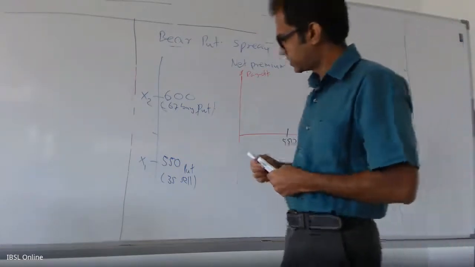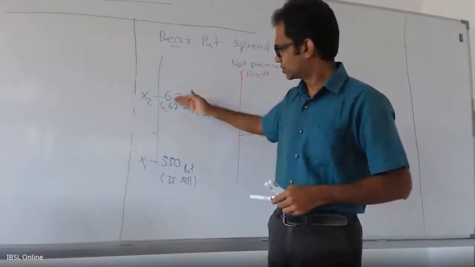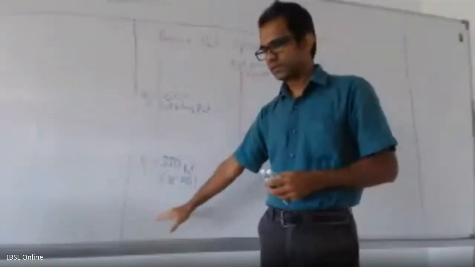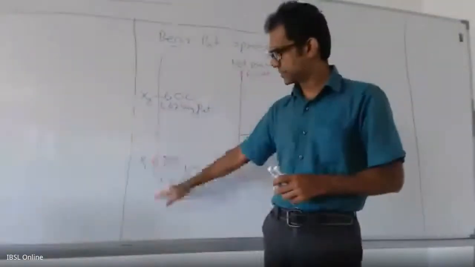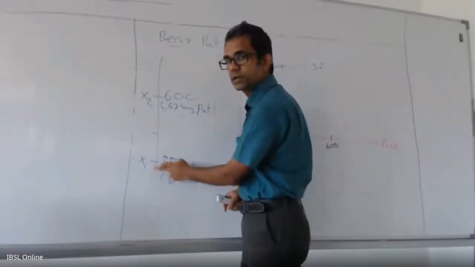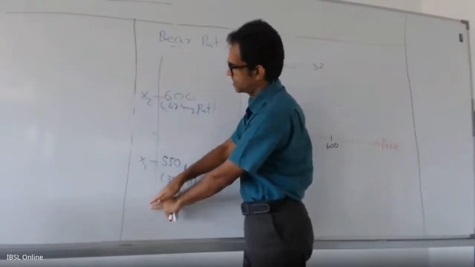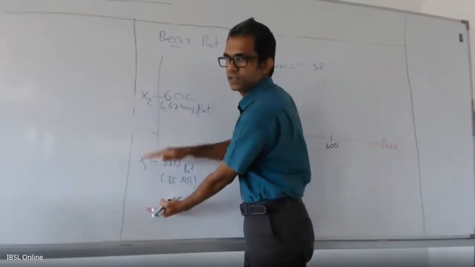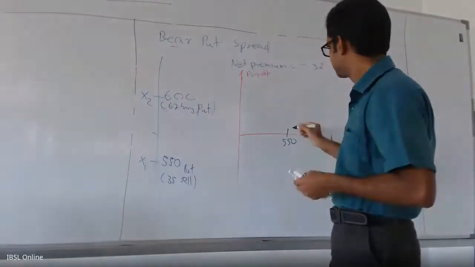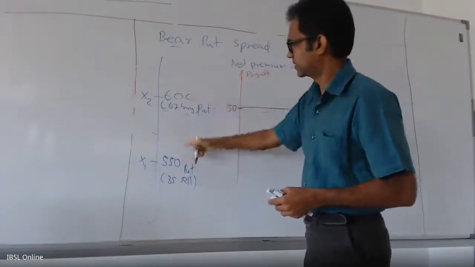Now think what would happen when the price remains below X1. When the price remains below X1, both options will be exercised, because the price remains at a lower level. So you have both options. You receive the difference between the spot price and the strike price, and you pay the difference on the other. On a net basis, you receive this. What is that? 50, the difference between 600 and 550.